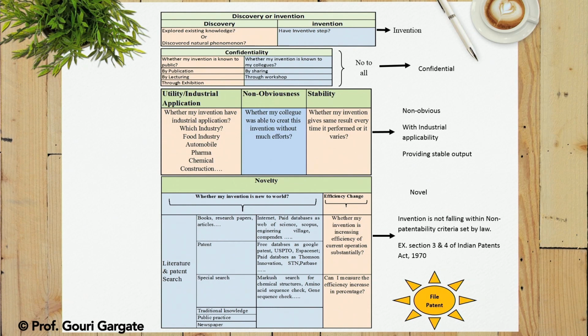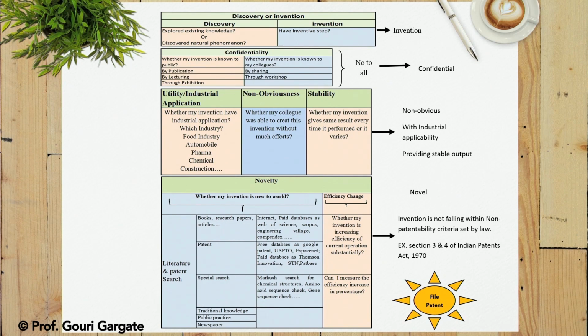Now, then you have to check the efficiency. Whether my invention is increasing the efficiency of the operation substantially, that word substantially is very important. Minor changes may not be considered for a patent, because as per the Patent Act, there should be a substantial output or substantial change in efficiency. And then the next are technical advancement and economic benefit; technical advancement and efficiency, you have to check.